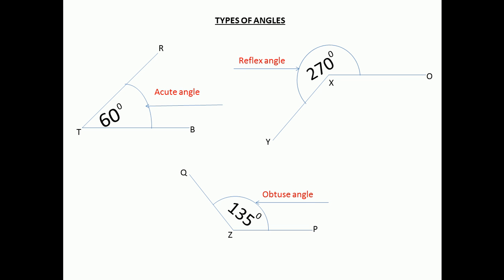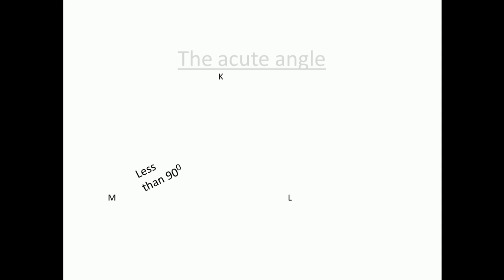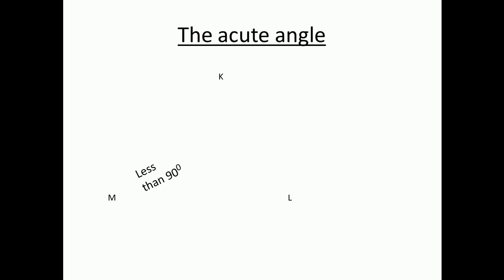Good. Now when we talk about acute angle, what is an acute angle? An acute angle is an angle that is less than 90 degrees. Any angle that is less than 90 degrees is an acute angle, as shown here. So this angle is less than 90 degrees, so we can call this particular angle an acute angle.